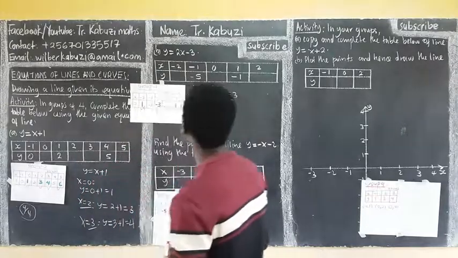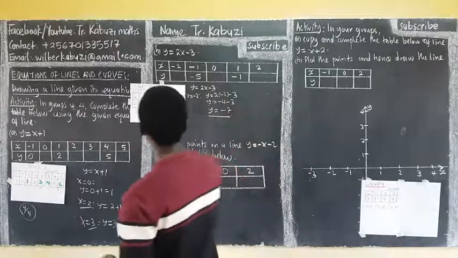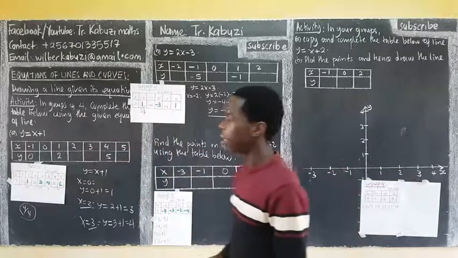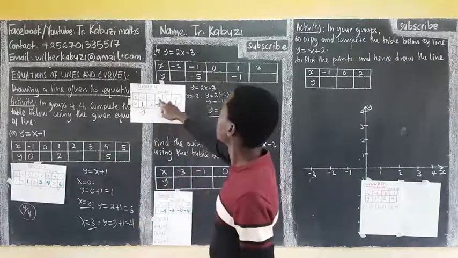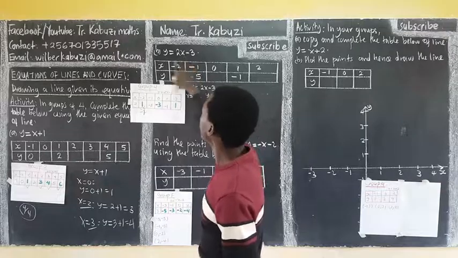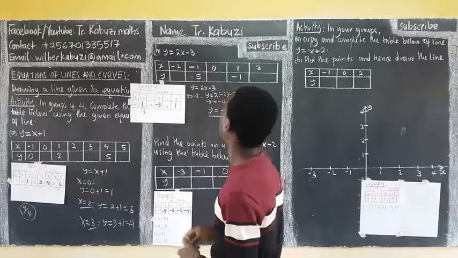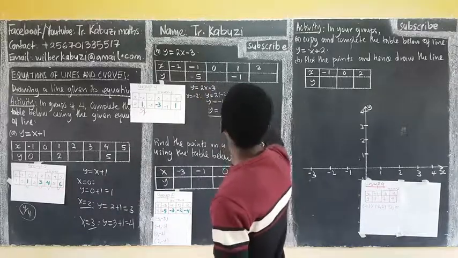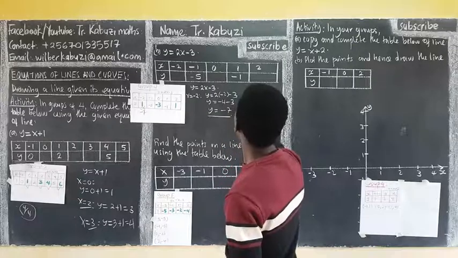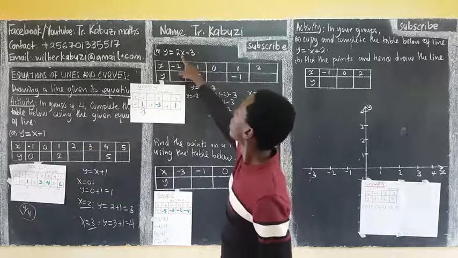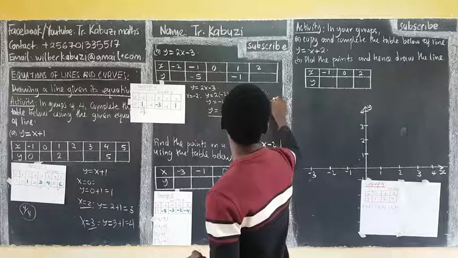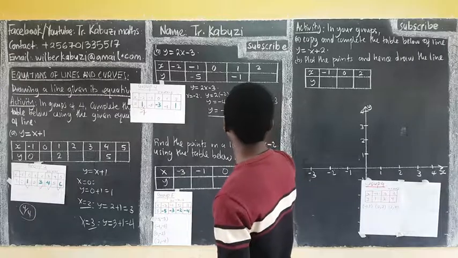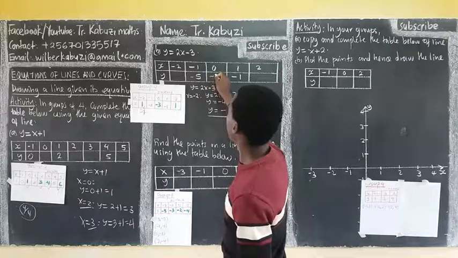Y was supposed to be negative 7. This was supposed to be negative 7 there. Okay. So when x is 0, they got negative 3, which is okay. So when x is 0, y will be 2 into 0, where there is x we put 0, then minus 3. So y will be 0 minus 3, so y will be negative 3. So this is supposed to be negative 3 as they suggested.